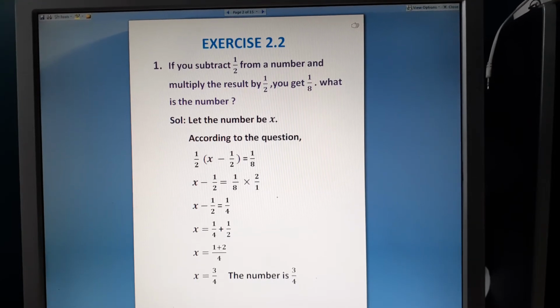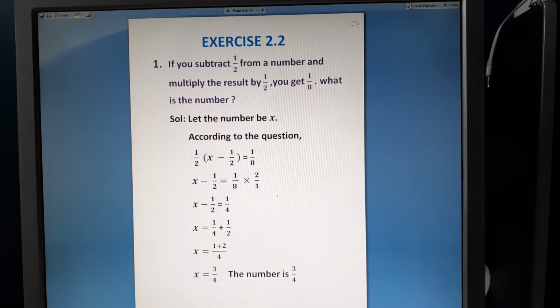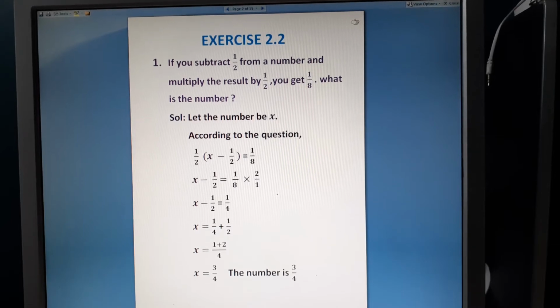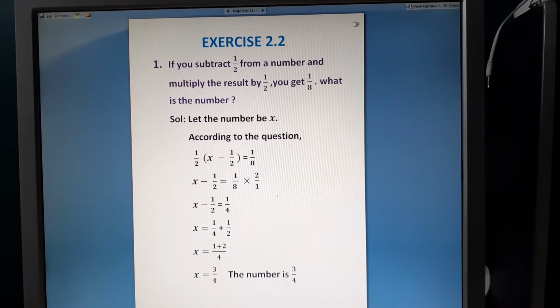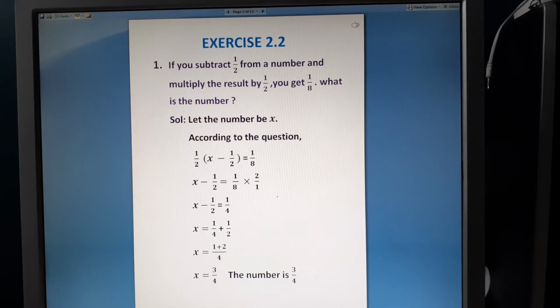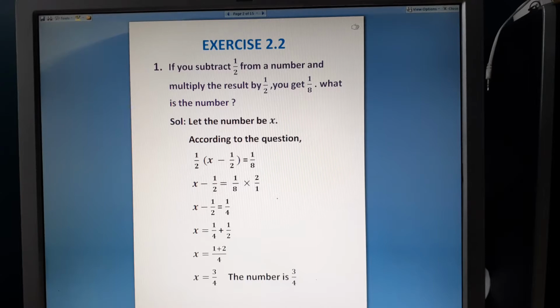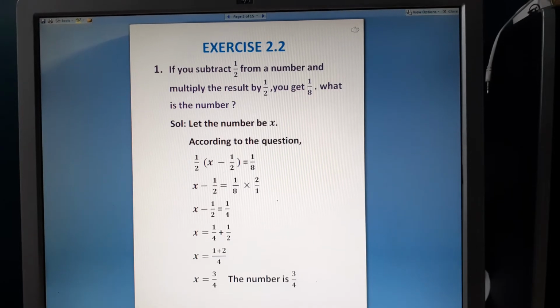x minus 1 by 2 is equal to 1 divided by 8 into 2 divided by 1. That is, the left hand side half comes to this side and changes into 2 by 1. Now x minus 1 by 2 is equal to 1 divided by 4. 2 ones are 2, 4 2s are 8. After cancelling, we get 1 by 4.